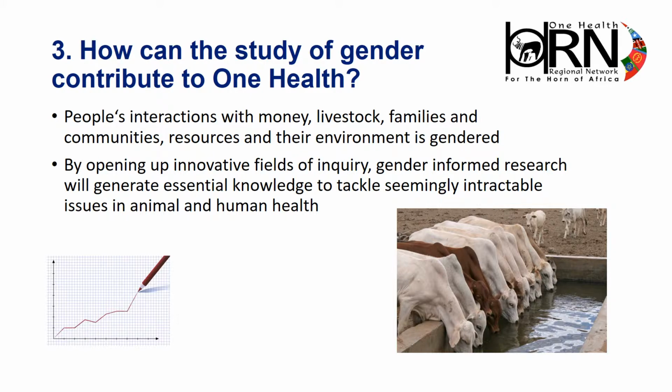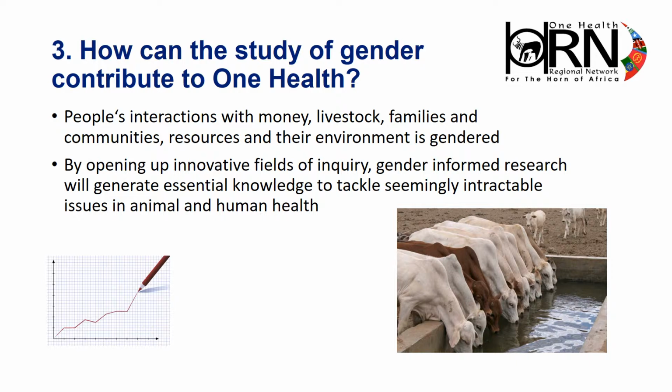So how can the study of gender contribute to One Health? Well, we know that people's interactions with lots of aspects of their social life are gendered. So who has money, who controls money, who spends money, how much money is gendered between often the men and women in a household. We also know that men and women may experience different access or relationships with livestock. And we also know that they play different roles in their families and in their communities. And we know that their access to resources and their interaction with their environment is also mediated by their gender.